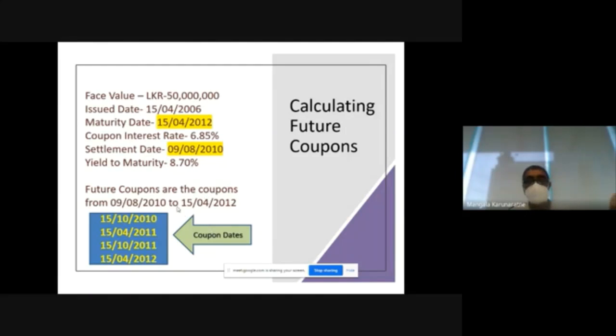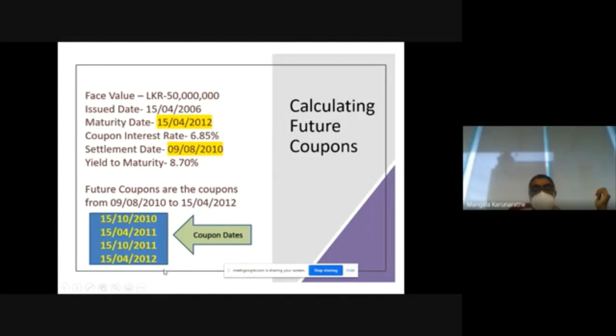So after this settlement date, 9/8/2010, up to 15/4/2012, we have 4 coupon dates still maturing. On these dates only we will be getting cash flows: 15/10/2010, 15/4/2011, 15/10/2011, and this bond will mature. Maturity date is 15/4/2012.